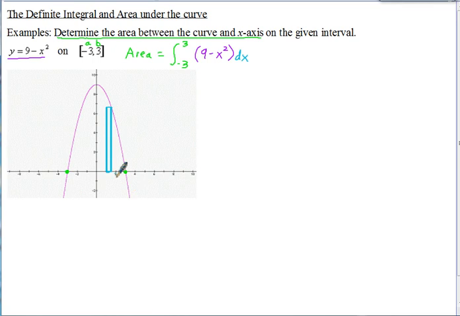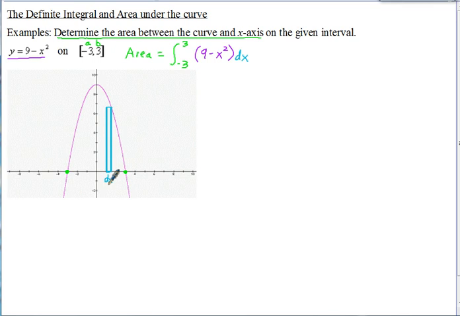And the width of that rectangle is what dx represents in a definite integral. Which makes sense if you think about it, because the number delta x is any change in x, and dx is a very similar concept, except that it's an infinitely small change in x. So that creates an infinitely thin rectangle here.